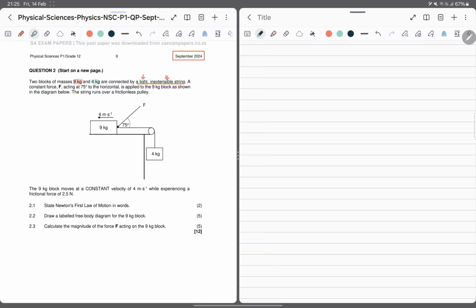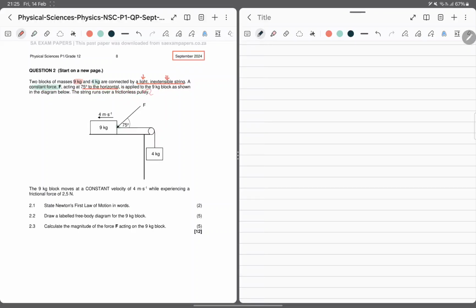Now a constant force, very important, constant force acting at 75 degrees to the horizontal is applied to the 9 kilogram block as shown in the diagram below. We can see the arrow. So what is important is to focus on that arrow. In which direction is it? Because the arrow tells us the direction of the force's action. Sometimes the length may suggest the magnitude, but we don't really attach so much importance to that at grade 12.